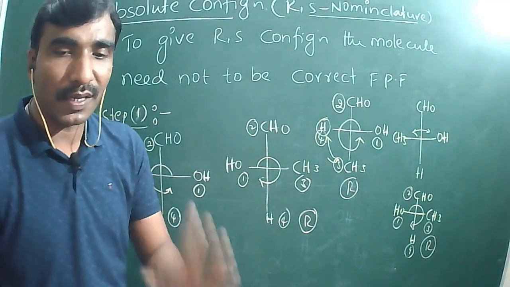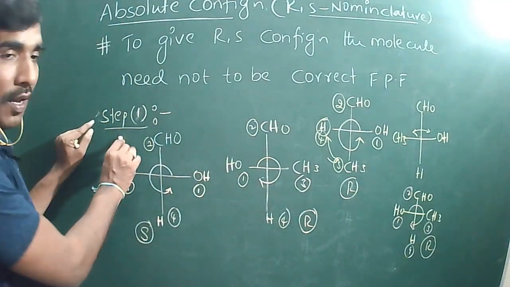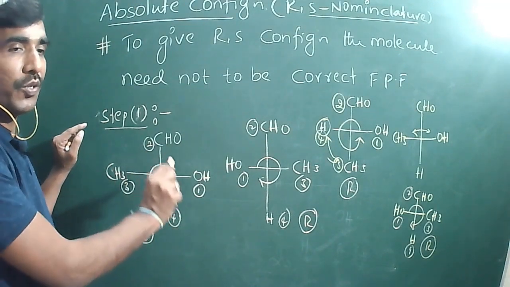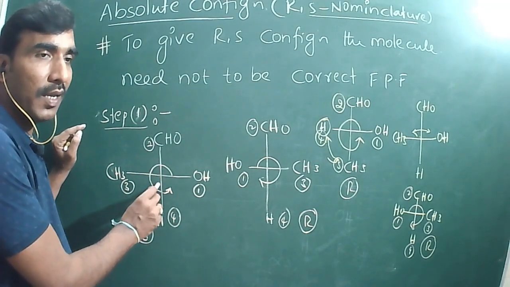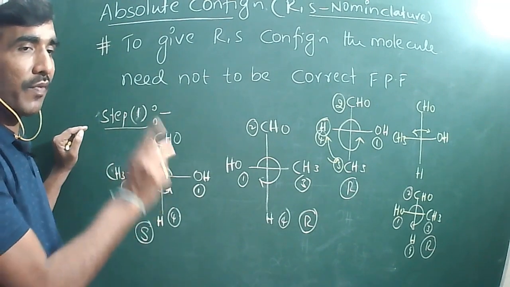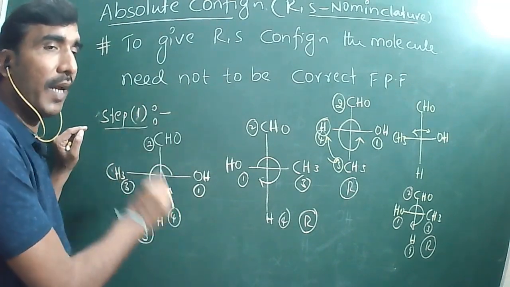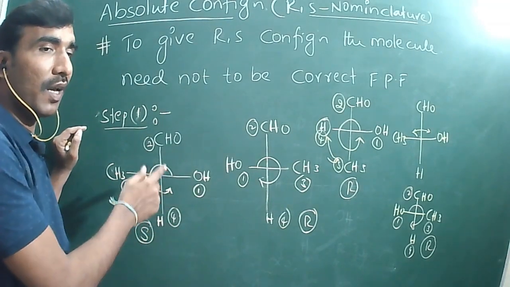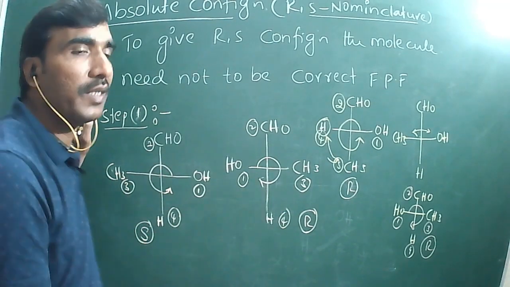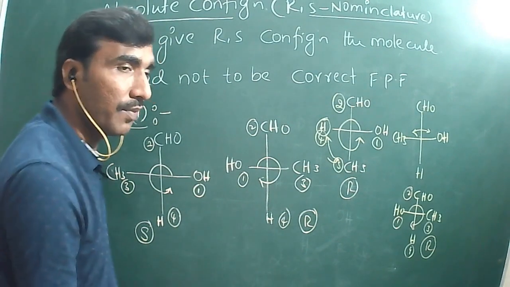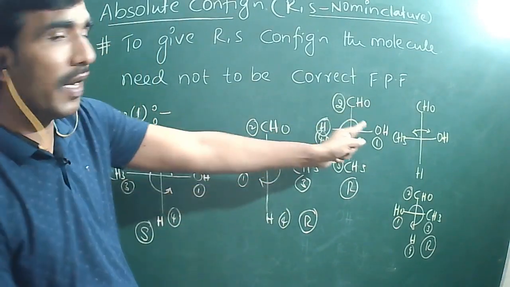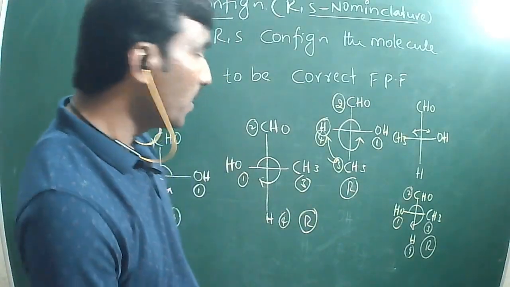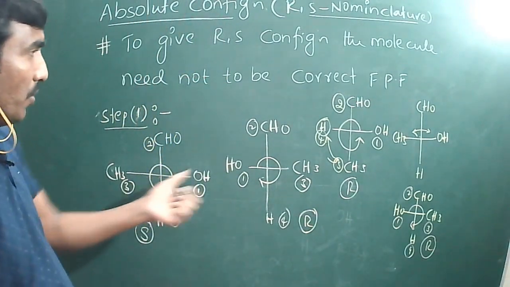Do you understand these 2 steps? Step 1, first we have to give the priority order for all the 4 groups attached to the chiral center, and second we have to check whether the least priority group is on the vertical line or not. If it is on the vertical line and your vision is clockwise, give R. If your vision is anti-clockwise, give S. And if it is not on the vertical line but on the horizontal line, you give the opposite one. So in a simple way I can write it, you just copy it.